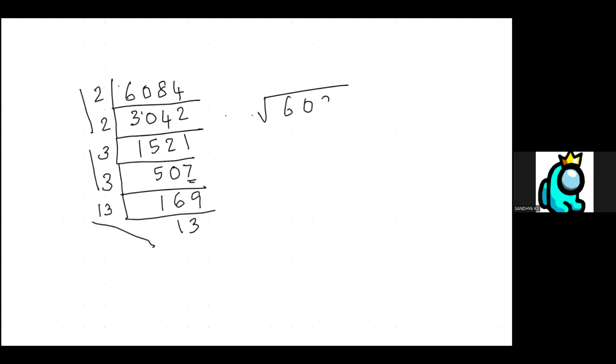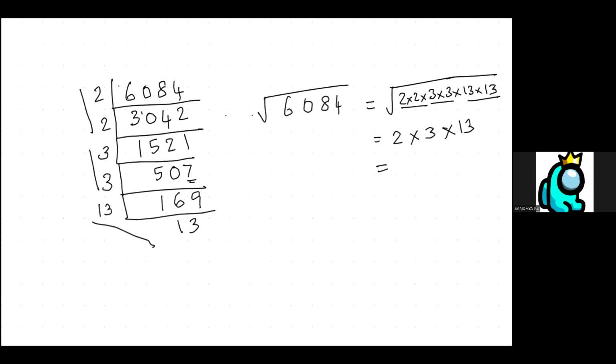Square root of 6084 is equal to square root of 2 multiplied by 2 multiplied by 3 multiplied by 3 multiplied by 13 multiplied by 13. So 2 in pairs, so one 2 we will take outside, 3 in pairs, one 3 we will take outside, 13 in pairs, one 13 we will take outside. 2 into 3 is 6, 6 into 13: 6 threes are 18, 6 sixes are 36, 36 plus... 60 plus 18, so 78. So square root of 6084 is equal to 78. That is our answer. Clear?